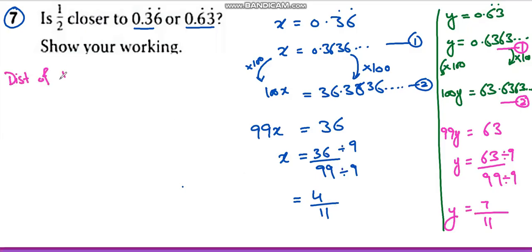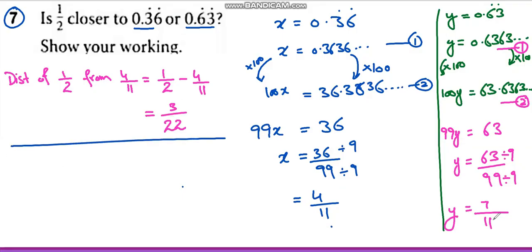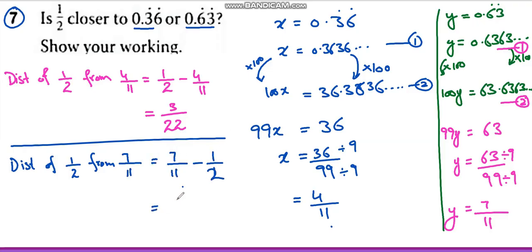So the distance of 1/2 from 4/11. We can subtract 4/11 from 1/2, and by using a calculator, we can finally write our answer as 3/22. Now let's find the distance of 1/2 from 7/11. 7/11 is more than 1/2, so this time we will subtract 1/2 from 7/11. So the distance of 1/2 from 7/11 is equal to 7/11 take away 1/2. And interestingly, this is also equal to 3/22. It means 1/2 is in the middle of 0.36 and 0.63. So we can finally conclude that 1/2 is at the same distance from both numbers.